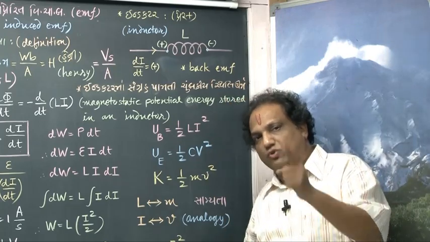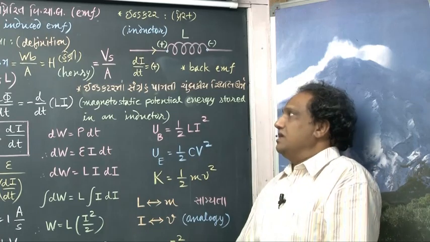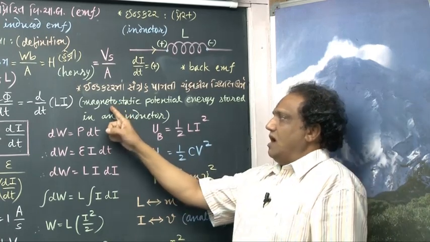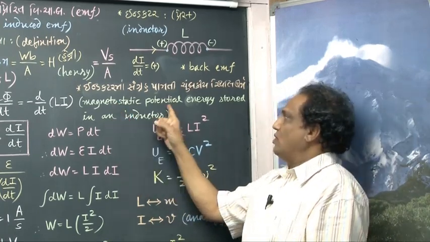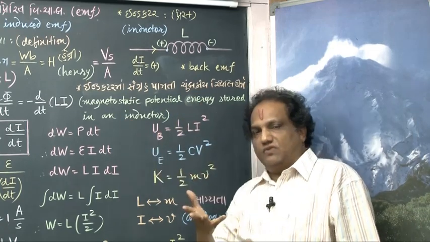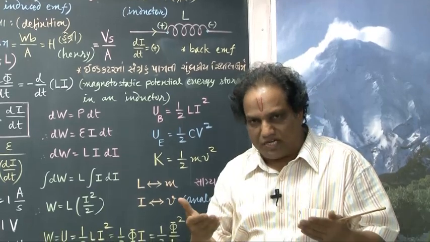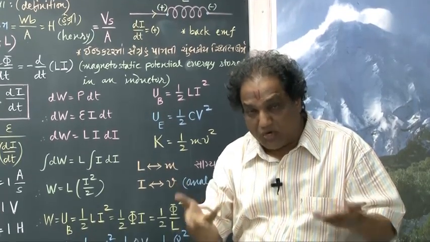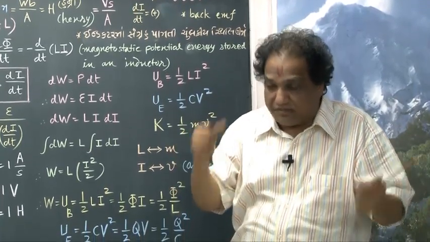Self-induced EMF is also known as back EMF. Now tell me, how much is the magnetostatic potential energy stored in an inductor? First of all, try to understand how magnetostatic potential energy is getting stored in the inductor. How? What is the reason?